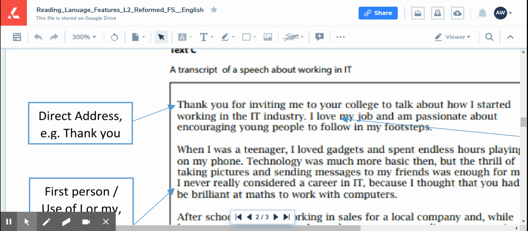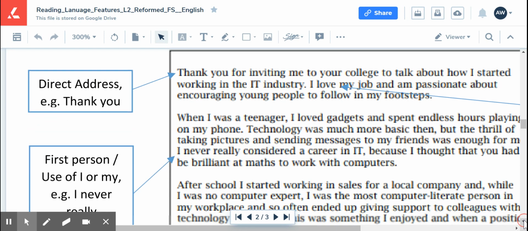Then here, the next feature is the use of the first person I. I never really considered a career in IT. But I is the first person I. Why is that used? Well, it's very much used to capture the writer's personal experiences, so as to make the person reading it feel more involved and more engaged.